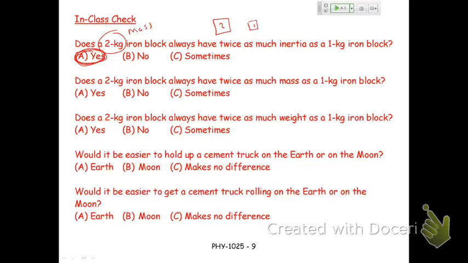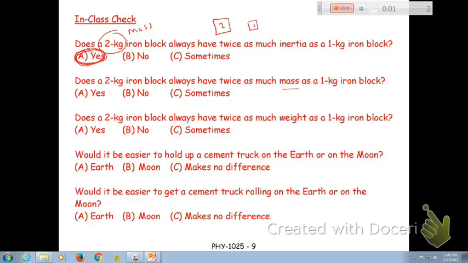Does a 2 kilogram iron block always have twice as much mass as a 1 kilogram iron block? Let's just double check on that one. So this is down to definitions, isn't it? It's kind of like, well, what does he mean by mass and what does he mean by kilograms and all that?